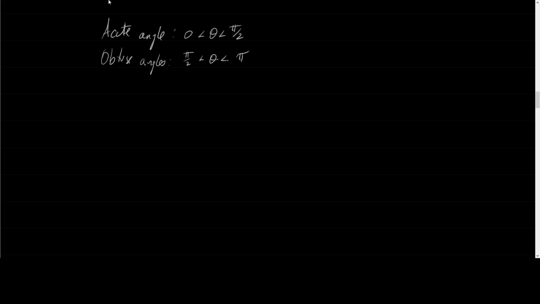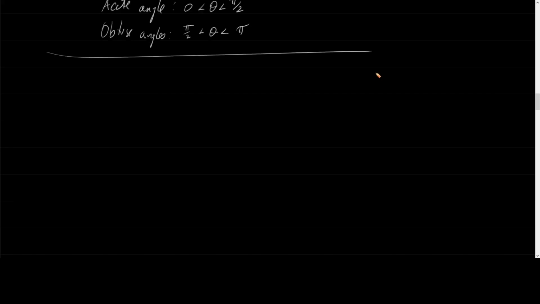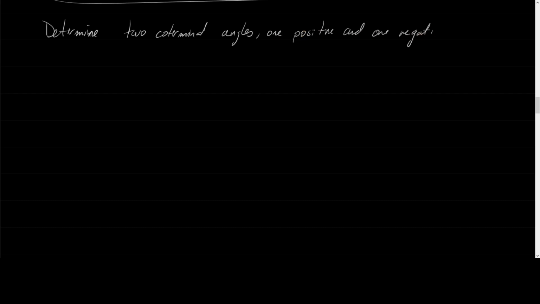So, because that's been a lot of definition, let's say I said determine two coterminal angles, one positive, and one negative. All right, so let's say that I started with the angle theta equal to 9 pi over 4.